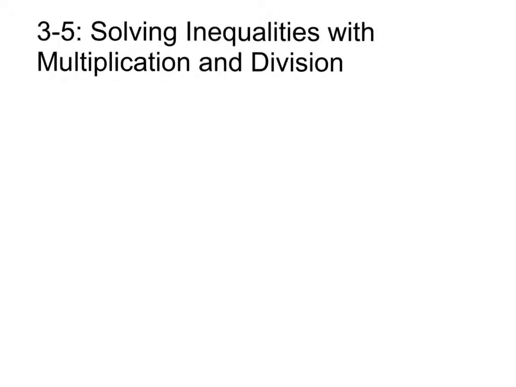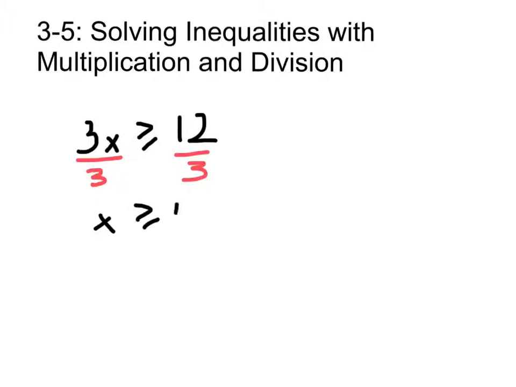In this video, we're going to take a look at how we use multiplication and division to solve one-step inequalities. Traditionally, if I have 3x is greater than or equal to 12, you would say that I would divide by 3, so that x is greater than or equal to 4. In this case, you would be absolutely correct. x is greater than or equal to 4.